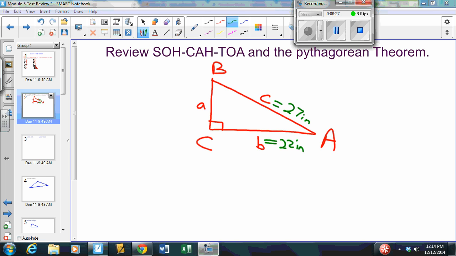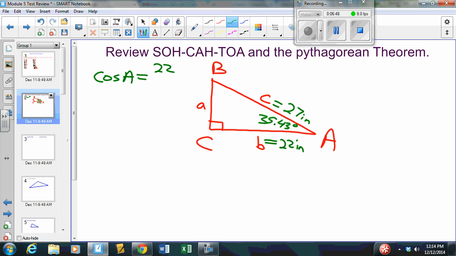So we got 35.43 degrees. Okay, in case you forgot how to do this, from angle A, we have which two sides? Adjacent and hypotenuse. Which, out of sine, cosine, and tangent, which function is that? Cosine. So cosine of A equals adjacent, which is 22, over hypotenuse, which is 27.